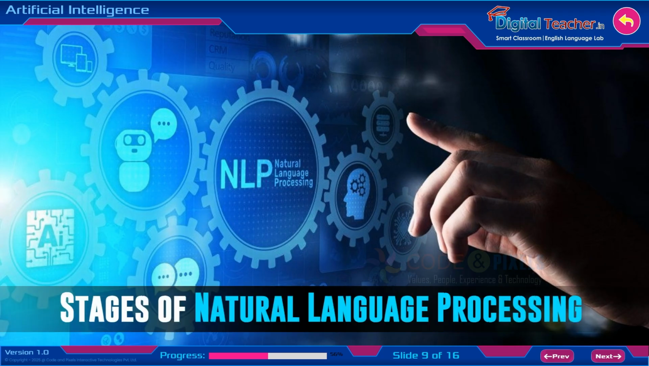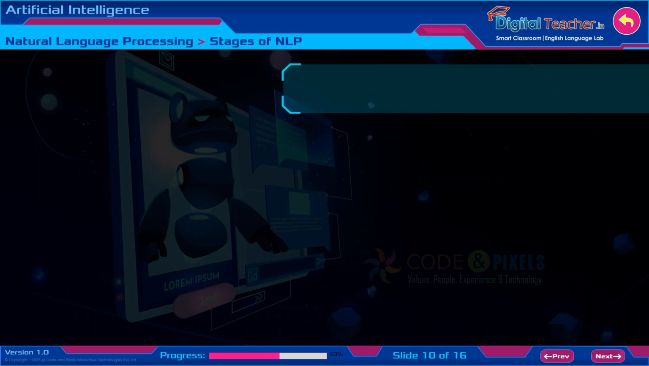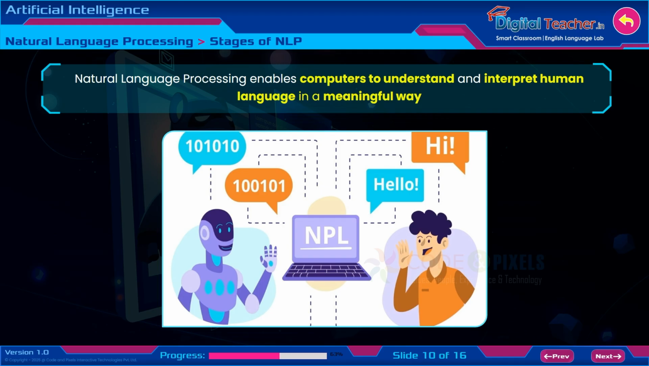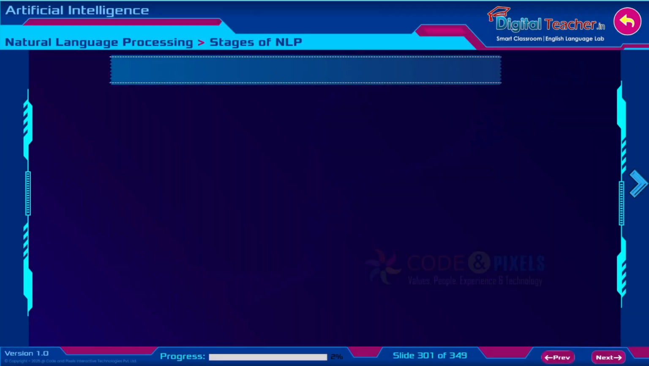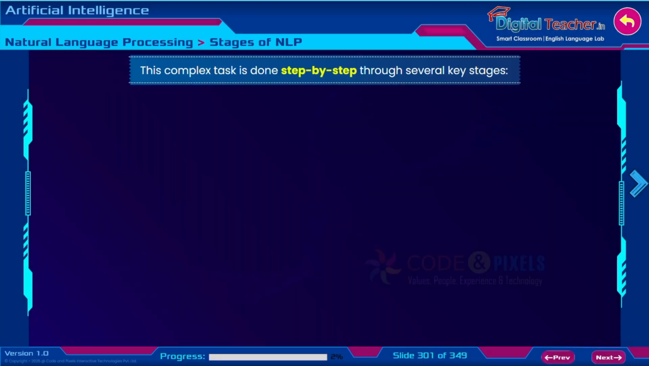Stages of natural language processing. Natural language processing enables computers to understand and interpret human language in a meaningful way. This complex task is done step by step through several key stages.